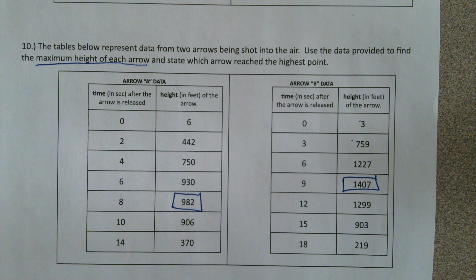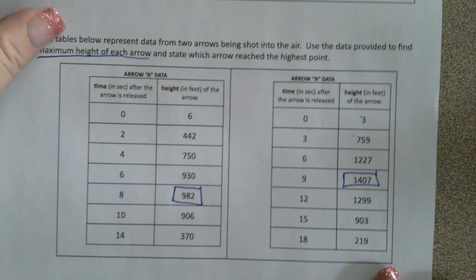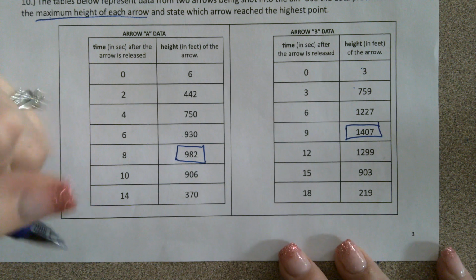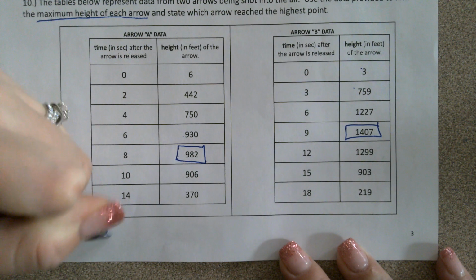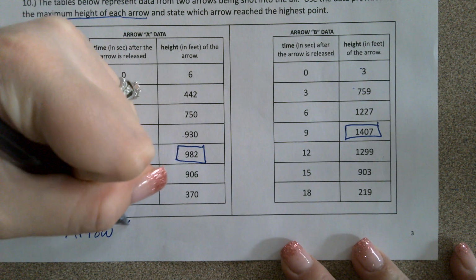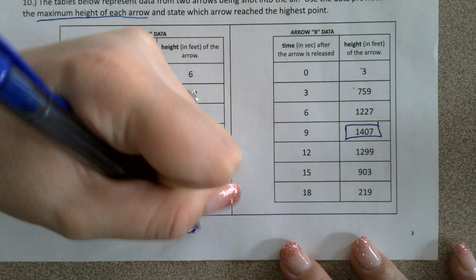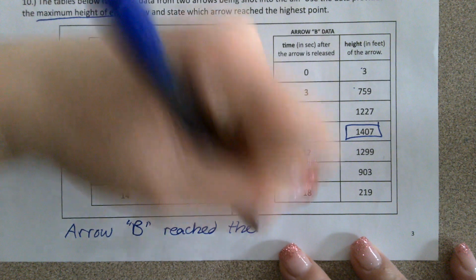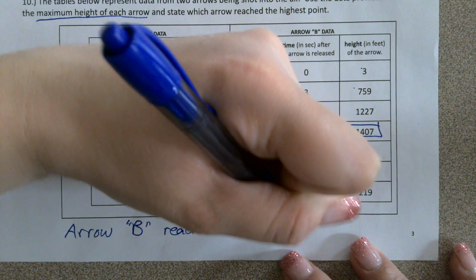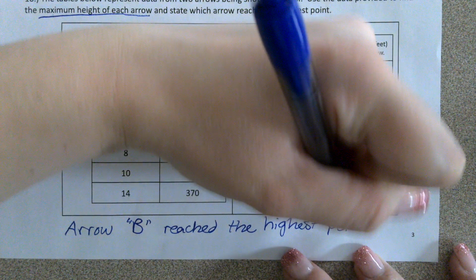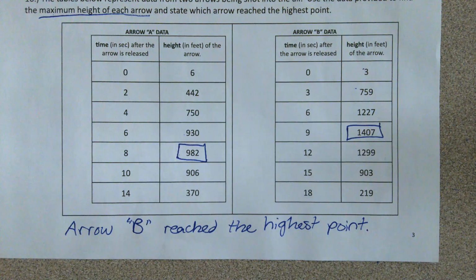State which arrow reached the highest point. This is probably me being a little extra here, but just in case, I'm going to restate the answer. Arrow B reached the highest point. This is me just covering my bases, making sure I truly answered the question. All right, back page.